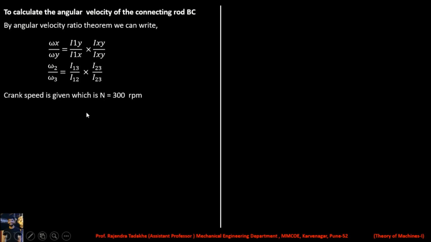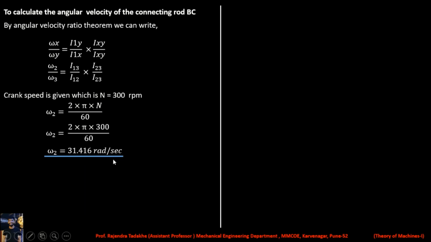So the next step is we have to get the value of omega 3, but before that we must know the value of omega 2. To get the value of omega 2 we are provided with the RPM of the crank. So by using the formula omega 2 equal to 2 pi N by 60, we can get the value of omega 2. So omega 2 we are getting 31.416 radian per second.